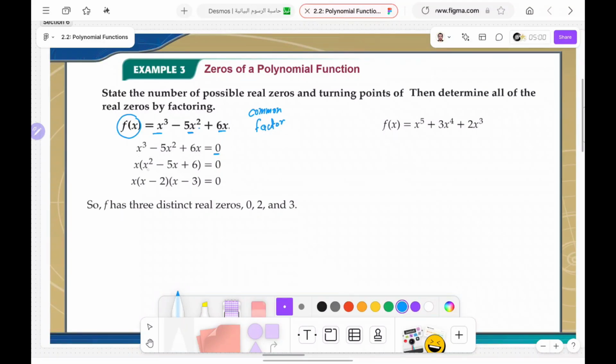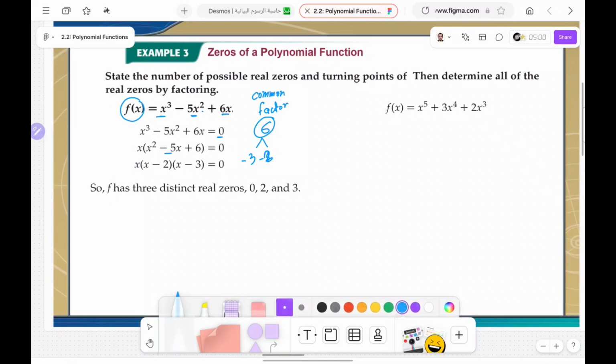So when you take x from every part, it will remain x squared minus 5x plus 6. Now, how can you factor this? The factors of this are 3 and 2, and because b is negative, it will be negative 3, negative 2. So this is the bracket. So the zeros now are 0, 2, and 3.